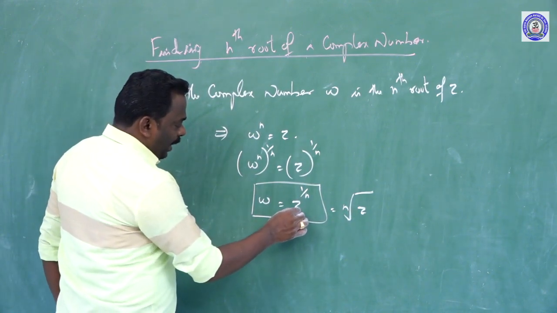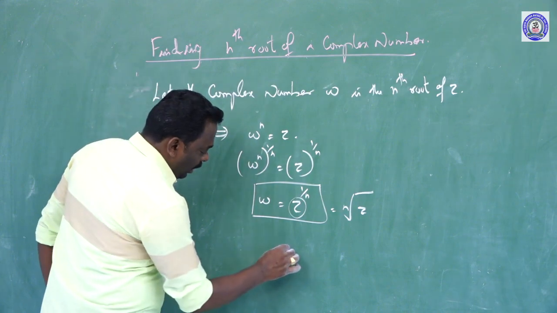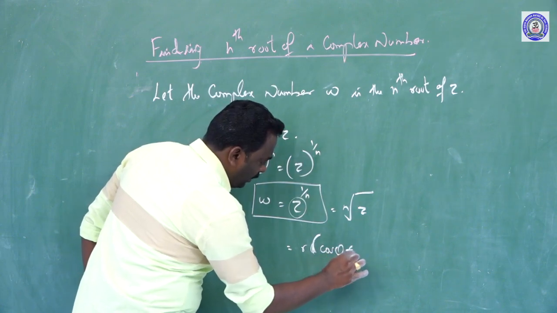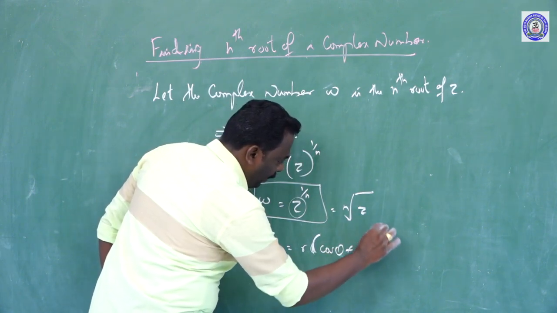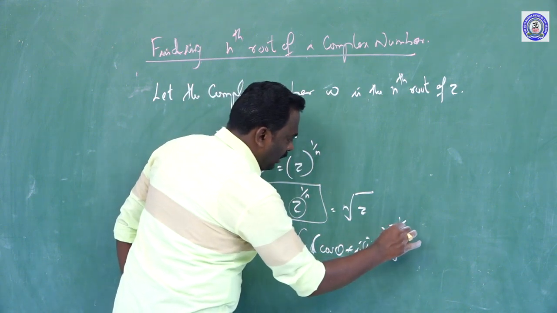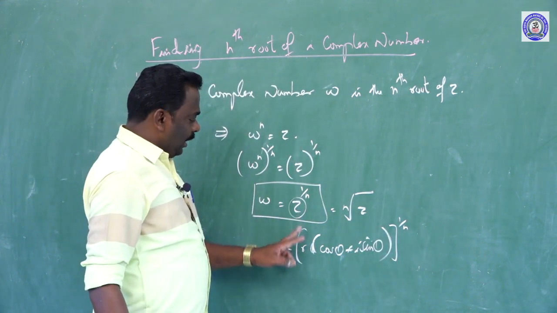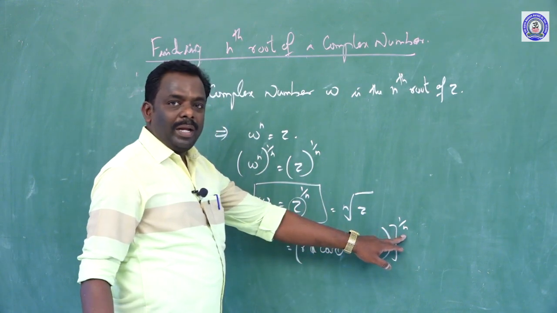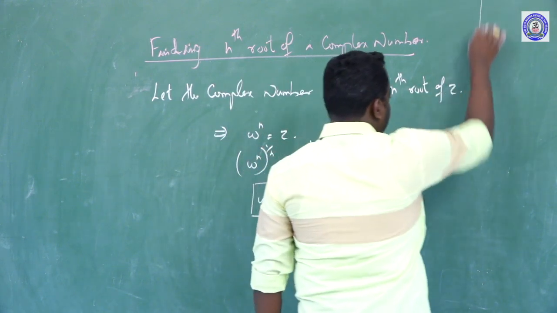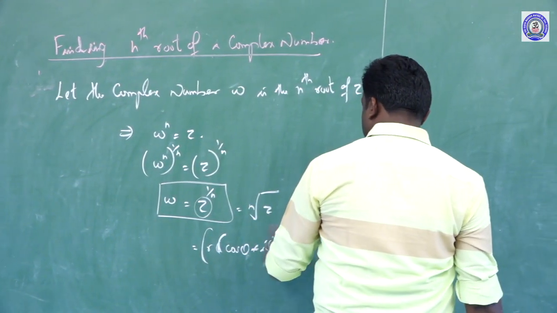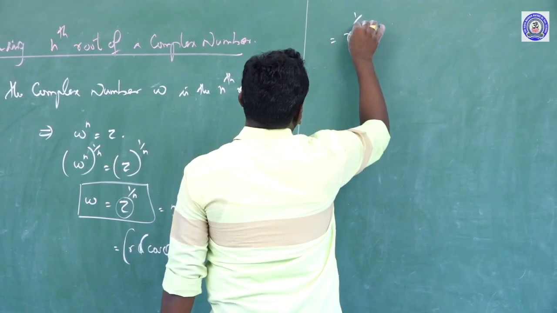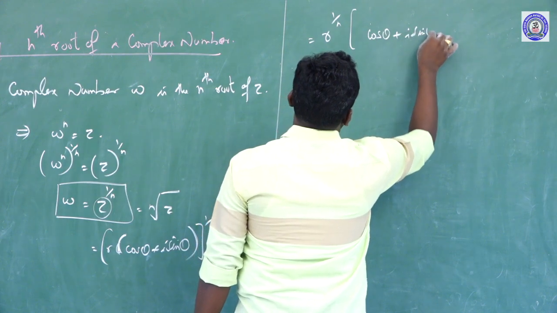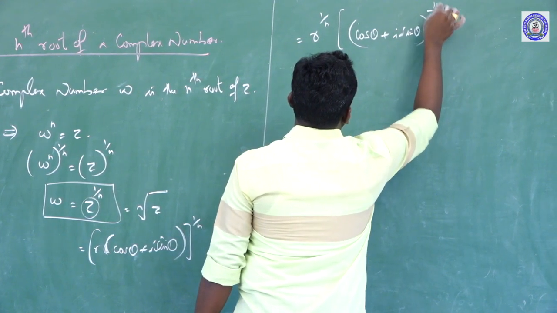First of all, write the complex number in polar form, that is r times (cos θ plus i sin θ), whole power 1 by n. We know z in polar form equals r(cos θ + i sin θ), and the power 1 by n stays as it is. Now bring the power 1 by n inside the bracket: r to the power 1 by n, times (cos θ + i sin θ) to the power 1 by n remaining.